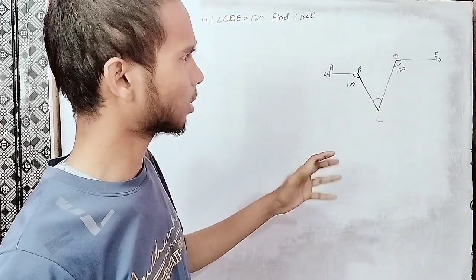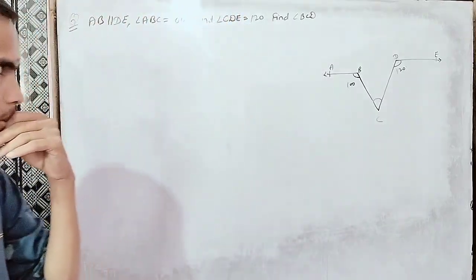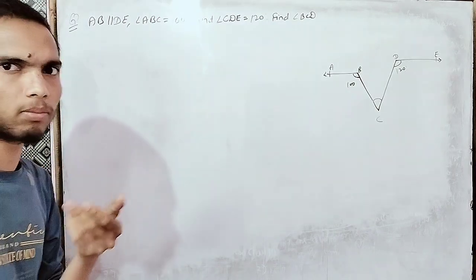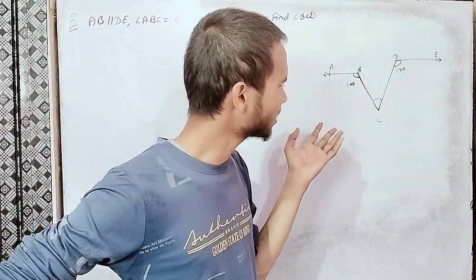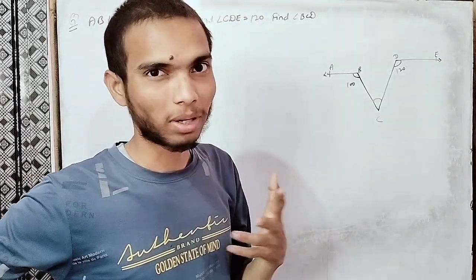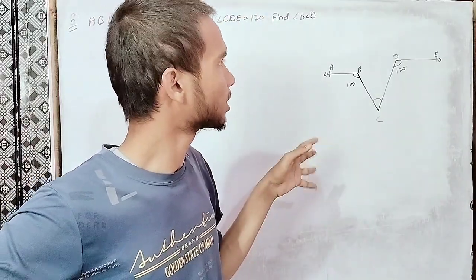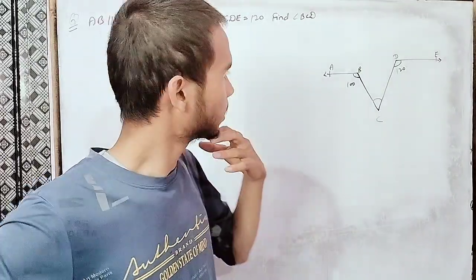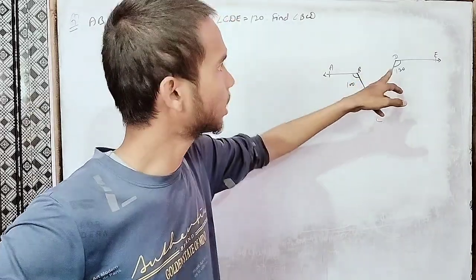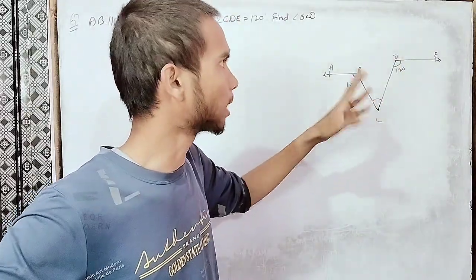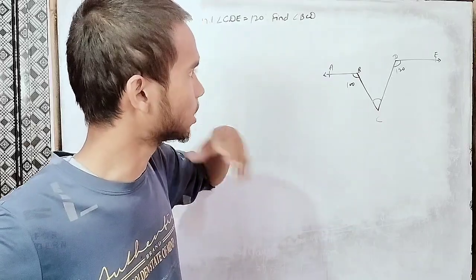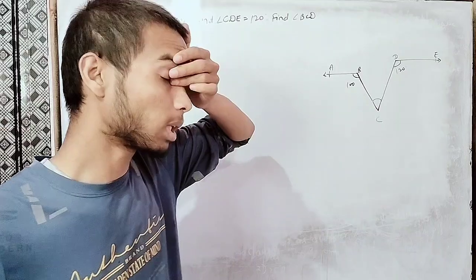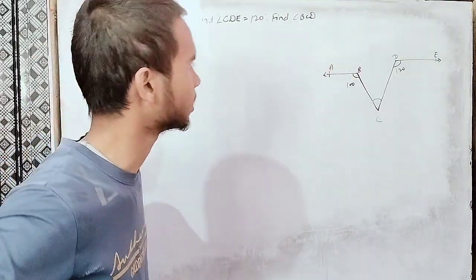Now if you observe, the figure is looking complicated. It's a little complicated, but we have to understand. Here AB and CD are parallel lines to each other. The value of this angle is this and this. So what can we do to find out the value of this angle BCD?